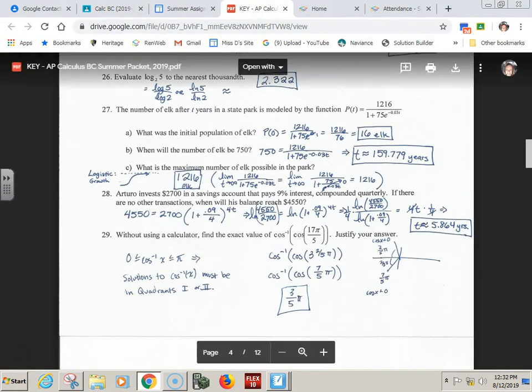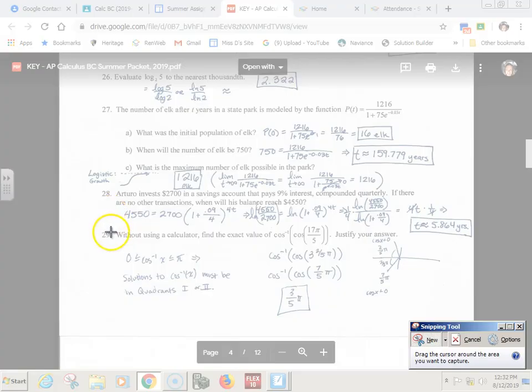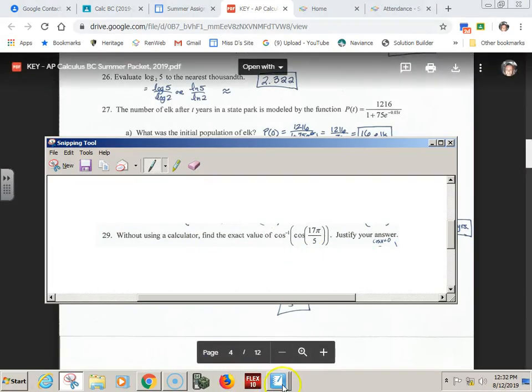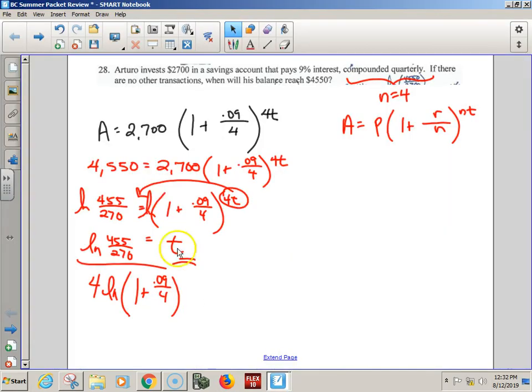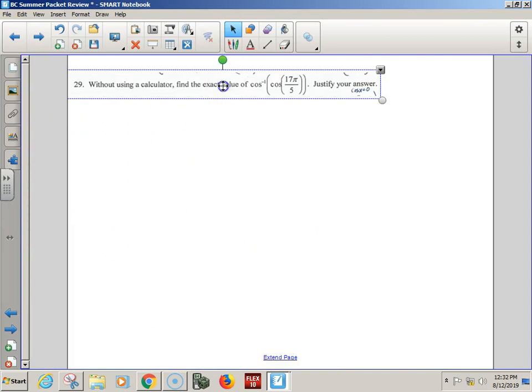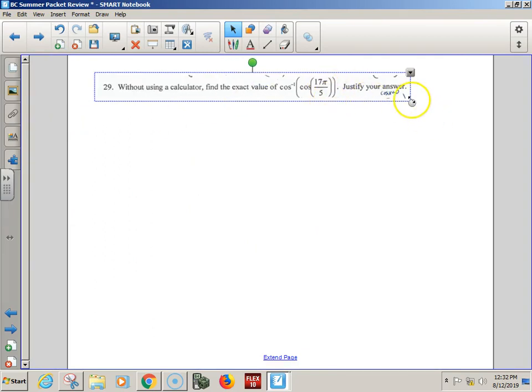Okay, number 29. Can anybody tell? Like, it's an inverse, no big deal, right? What makes this harder? Yeah, 17 pi over 5 is not on the unit circle. So number 1, the whole over 5 thing, you're like, gross.